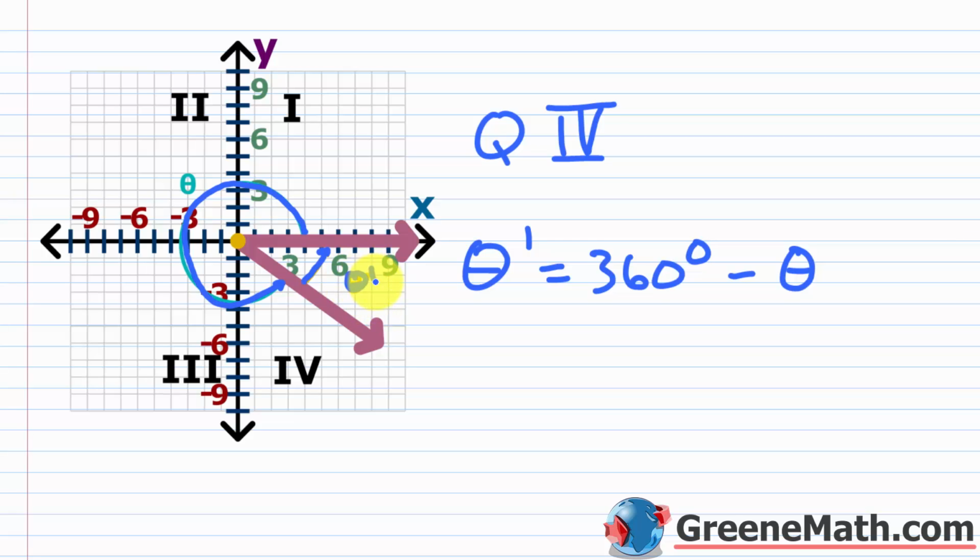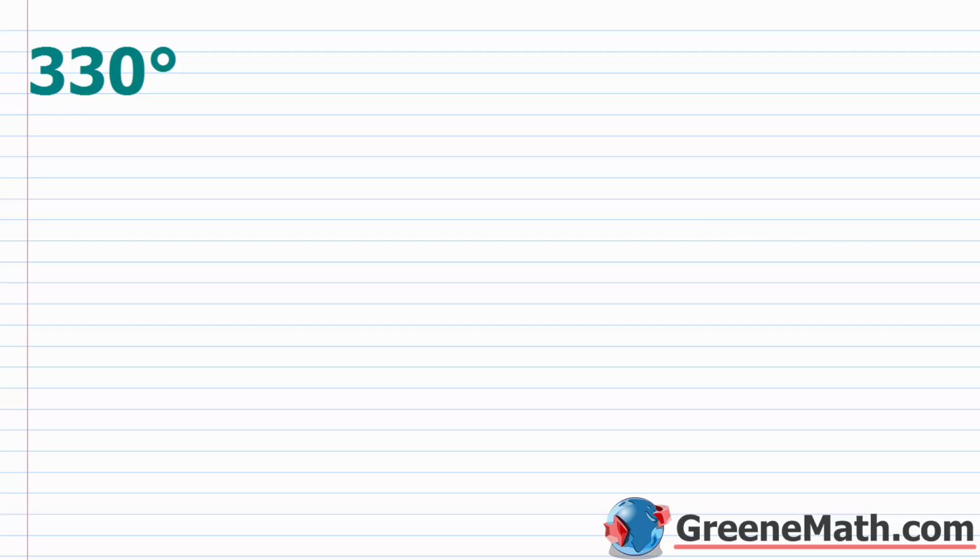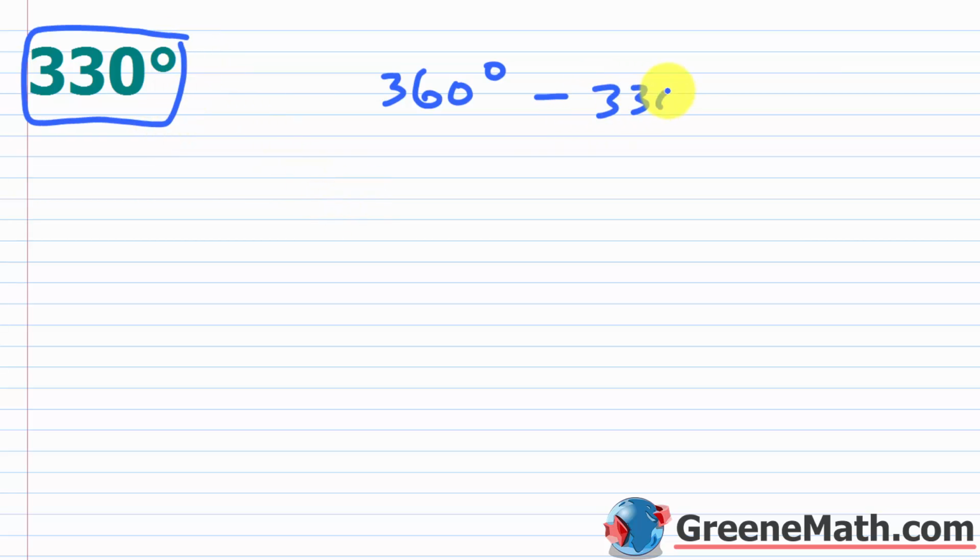Let's look at a few examples. Let's say I had a 330 degree angle. How would I find the reference angle? Well, the first thing you want to do is think about what quadrant it is in. In this particular case, we'd be in quadrant 4. So if I'm in quadrant 4, then I want to say 360 degrees minus the measure of this angle, minus 330 degrees, which would give me 30 degrees.